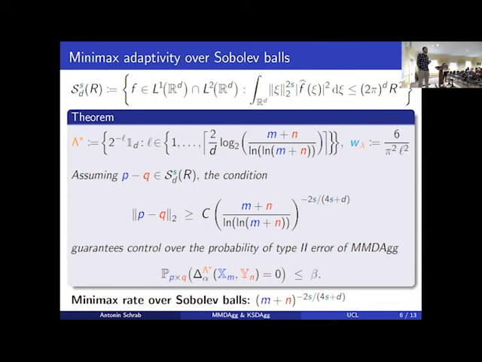So you really need an assumption on the smoothness of this perturbation. And here the assumption we use is that it lies in the Sobolev ball for some parameters S and R. The whole point of our test is that it's adaptive to these unknown smoothness parameters S and R.